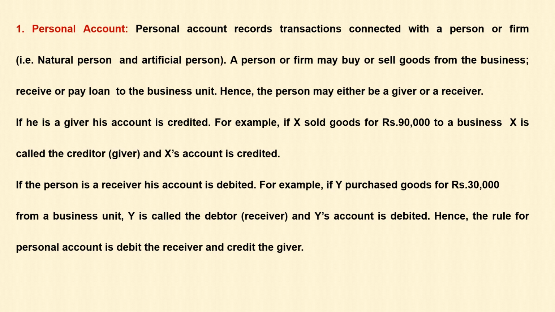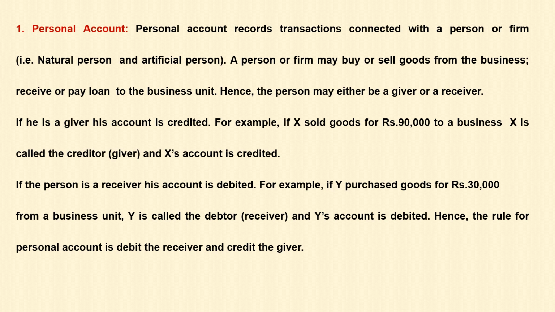Now let us study in detail about these three accounts. First one, personal account. Personal account records transactions connected with a person or firm, that is natural person and artificial person. A person or firm may buy or sell goods from the business, receive or pay loan to the business unit. Hence, a person may either be a giver or receiver. Only persons connected with any accounting transaction will be taken to the personal account.